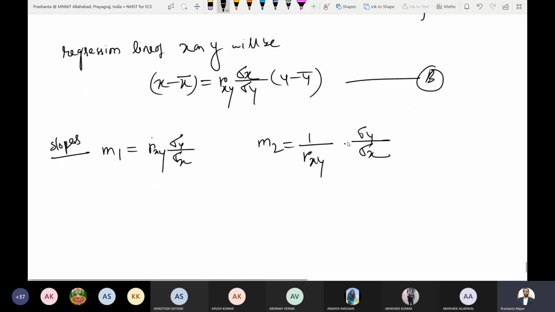So what is the angle between these two lines? What is the formula you know? If m1, m2 are the slopes of two lines, what is the angle between them? Tan theta equals m1 minus m2 by 1 plus m1 m2. So that is the angle between two lines, where theta is the angle between the two lines. Yes or no?